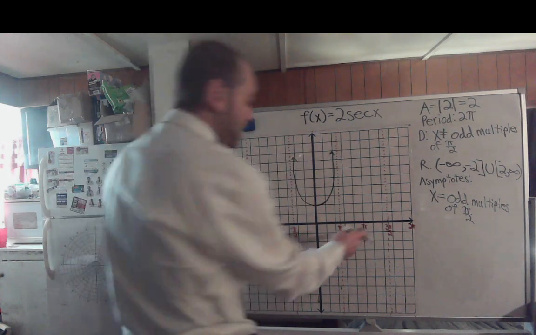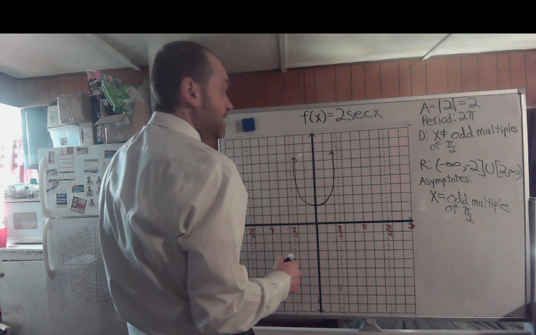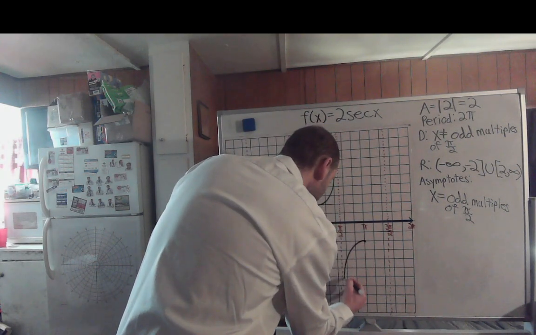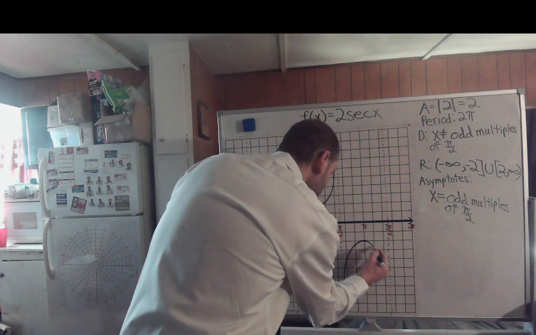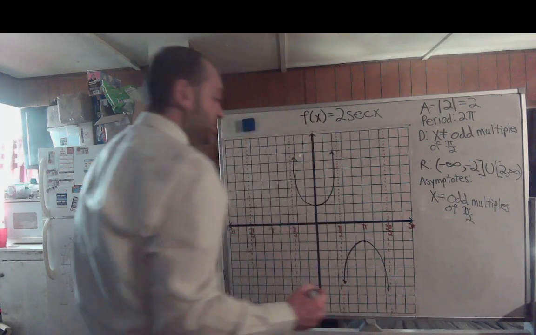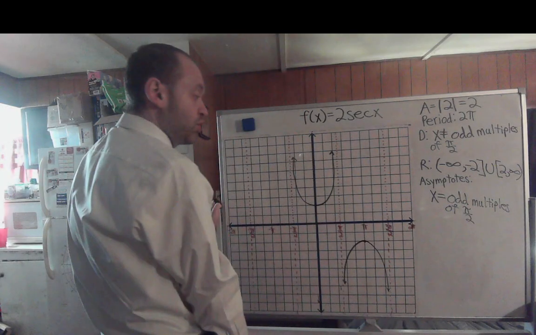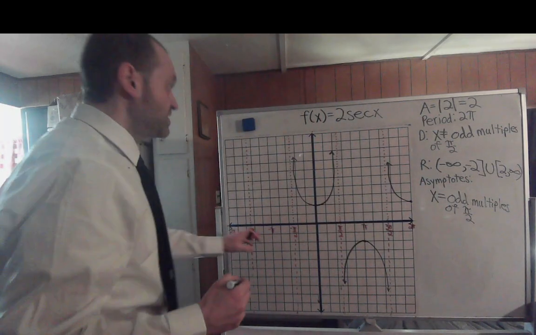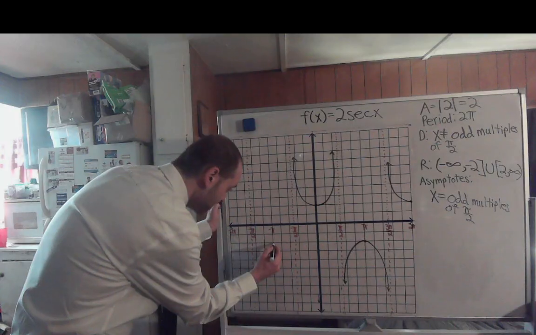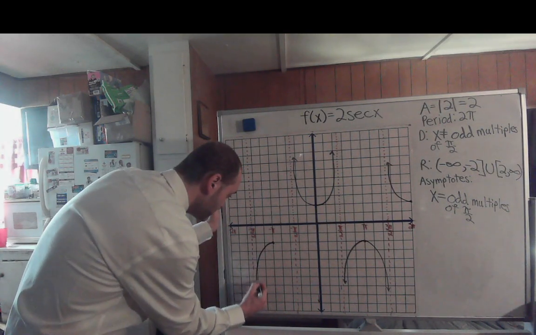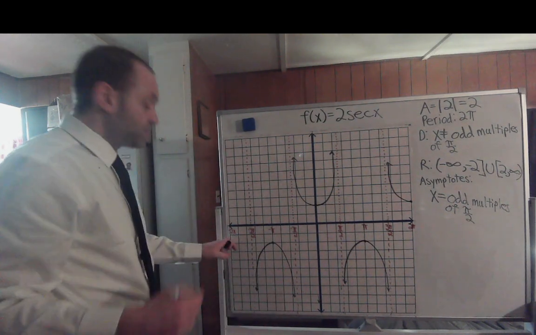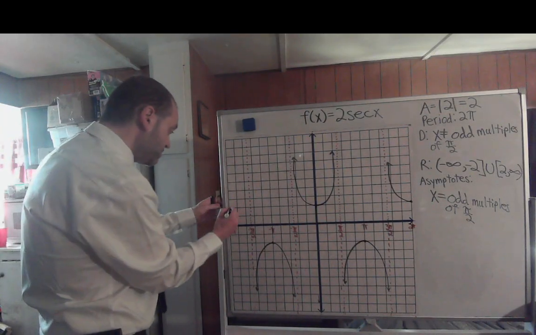Okay, and then the secant at pi is normally negative 1. Take that times 2, you'll get negative 2. And then, of course, 2 pi is normally going to be 1. Take that times 2, you actually get 2. Alright, and then secant of negative pi is normally negative 1. Take that times 2, you'll be down at negative 2. And then secant of negative 2 pi is normally 1. Take that times 2, you'll get 2.